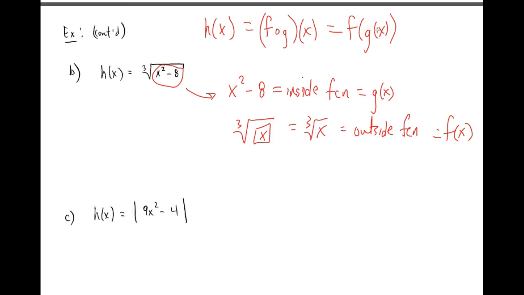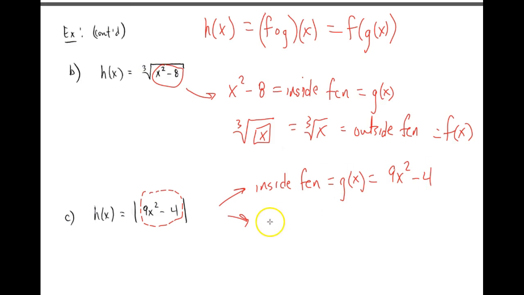For example C, we see that we have 9x squared minus 4 stuffed inside an absolute value function. So here, our inside function, which we're going to call g of x, is going to be 9x squared minus 4. And the outside function, which we're calling f of x, would be absolute value of x in that case.